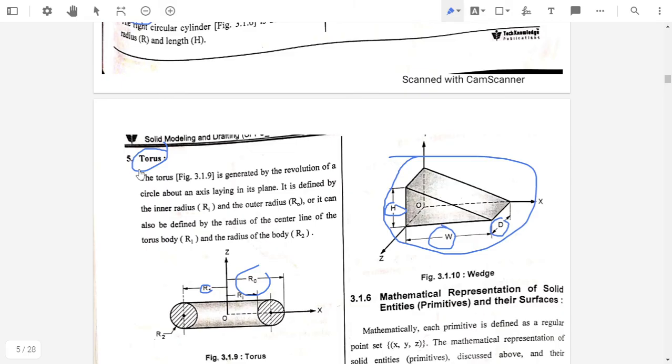So what have we discussed in today's session? We discussed the introduction of solid modeling, comparison between solid modeling and wireframe modeling, the advantages of wireframe modeling, the advantages of solid modeling, the limitations of solid modeling, and the different solid modeling entities present in a software. That we have discussed in today's session.